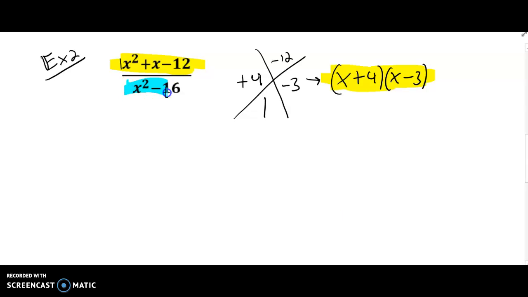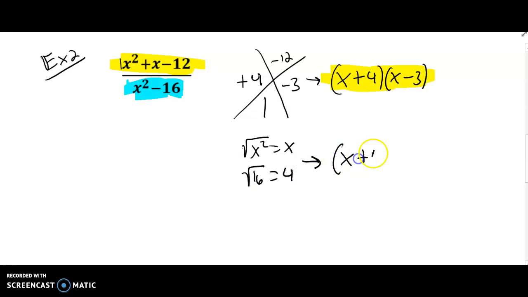Okay, how about this guy here? This looks like a difference of squares because I have only two terms and a perfect square. So the square root of x squared is x, square root of 16 is 4, and I get x plus 4, x minus 4. If you're feeling shaky on your factoring, we've got to be really good at it. Please reach out to me for tutoring as soon as possible.